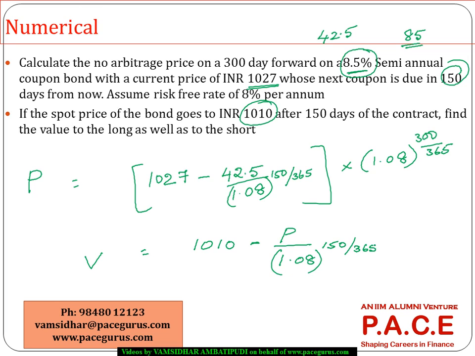So whatever is the forward price divided by 1.08 to the power 150 by 365 gives me the value to the long for this forward on the fixed income security. The negative of that will go as the value to the short position. So look at it exactly on the same lines as the equity forward. Wherever we were talking about dividend, here we have to look at the coupon. Otherwise rest all is one and the same.